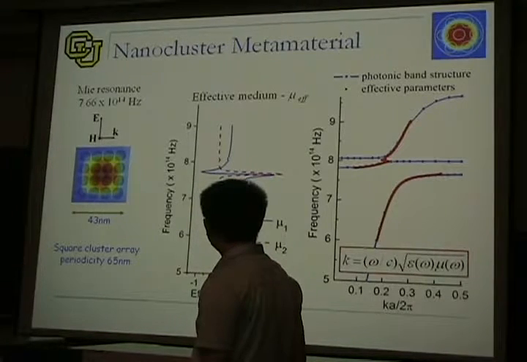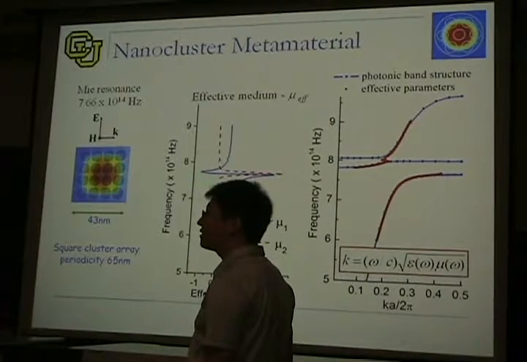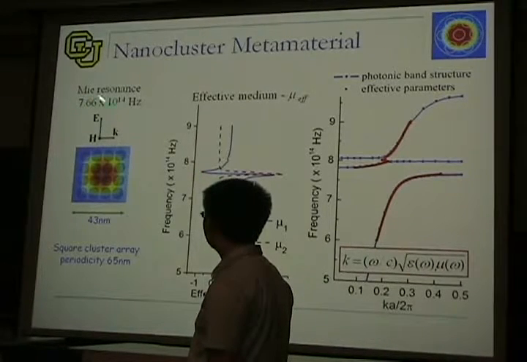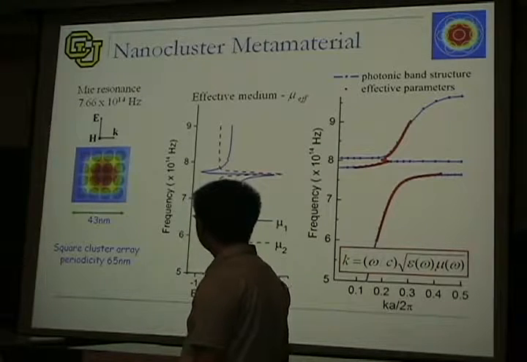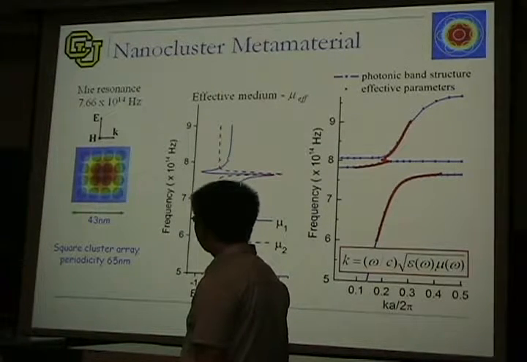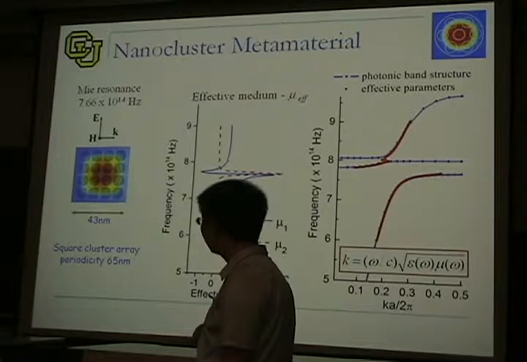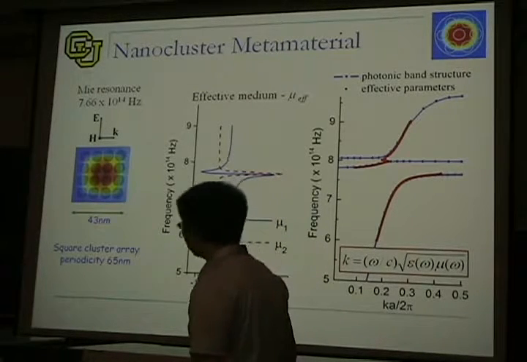You can see the real part of this mu demonstrates a Lorentz type of resonance, and it indeed goes negative within this frequency range. And this frequency, I want to point out, is exactly this Mie resonance frequency. This indicates that the resonant behavior in this effective mu is coming from the magnetic Mie resonance of these individual nanoclusters.